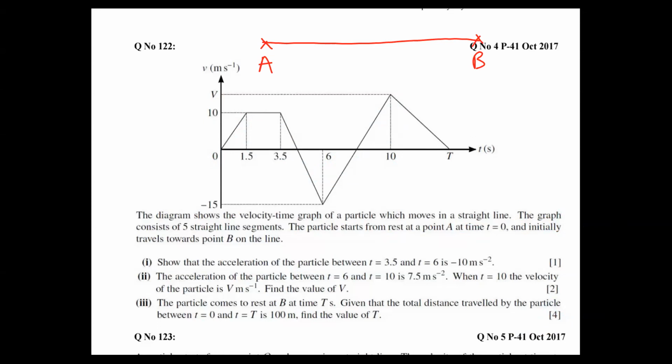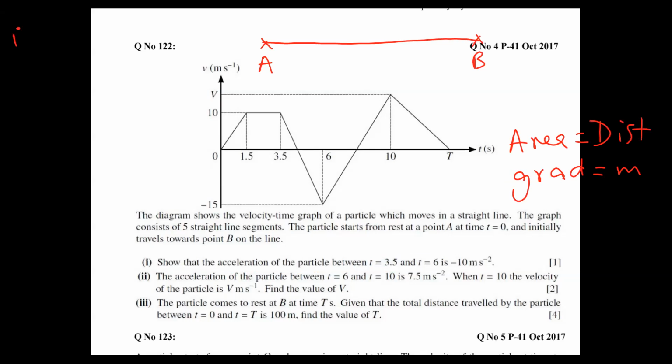Show that the acceleration of the particle from 3.5 to 6 is this one. So we have to prove this acceleration, and all of you know two criteria. Acceleration is actually the gradient, so gradient is equal to acceleration. This is rule number 1. And the area underneath is equal to the distance traveled. These are the two criteria. So let's start.